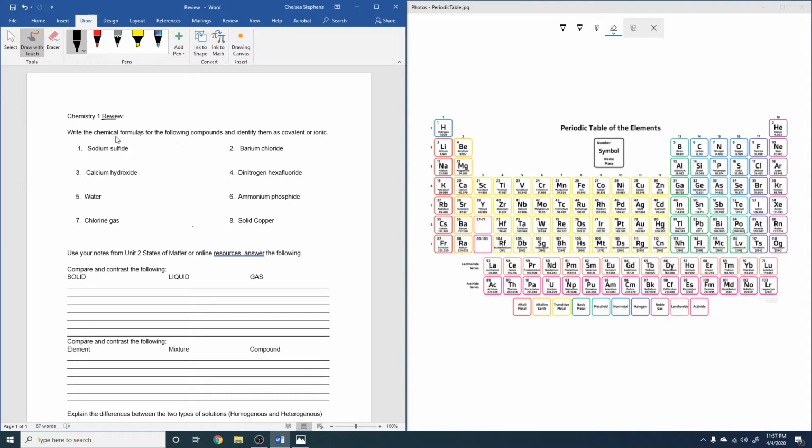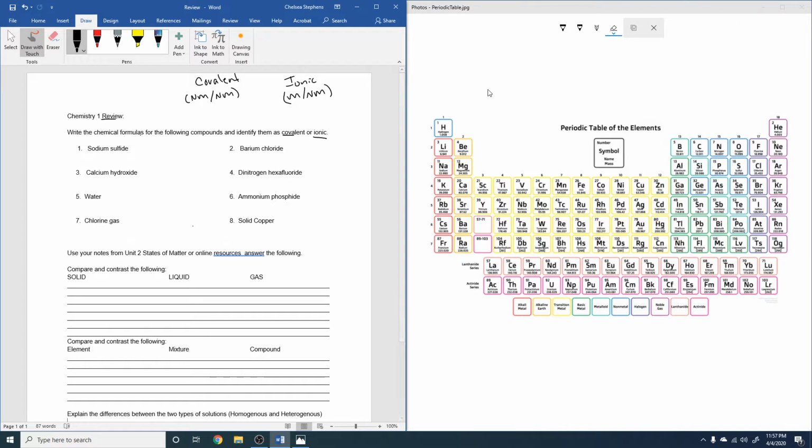But first off, okay, chemical formulas for following, whatever. Ionic and covalent. That's what I care about first, okay? This is what we need to remember initially. So covalent bonds are between two nonmetals, right? Okay, so ionic bonds are between a metal and a nonmetal.